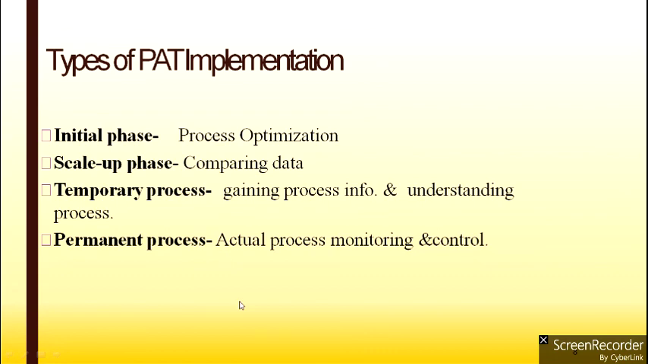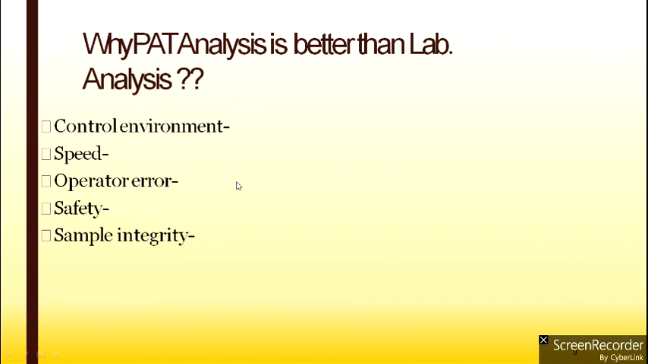So in short, these are the phases of how you implement it. It can be temporary process, it can be permanent, it can be done for the initial phase with the process optimization, or when you are scaling up. Before the scaling up itself, there are tools to determine whether you are able to get the same yield in the upstream process that you have got in your scale up process. So that is comparing data and predicting the models. So this is how they implement the PAT.